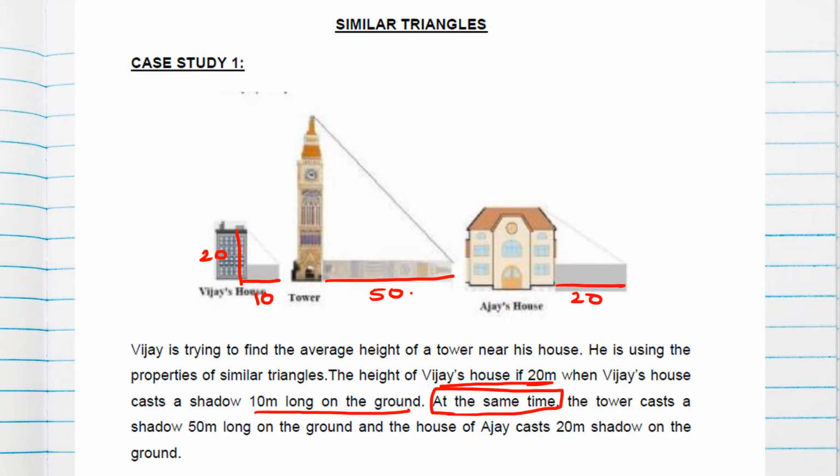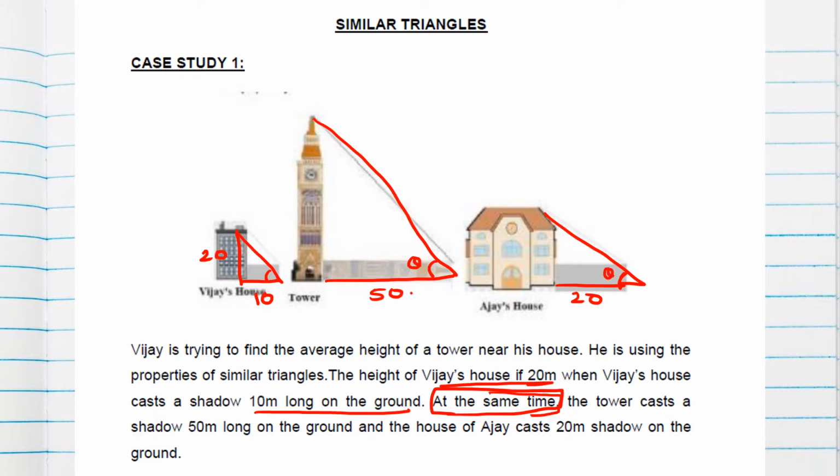Now here, the height of Ajay's house and the height of the tower are not given. So maybe in other questions they will ask that, so we can find it here itself. At the same time means the sun rays will make the same angle with the ground. Whether it is Ajay's house, the tower or Vijay's house, this theta will remain the same.